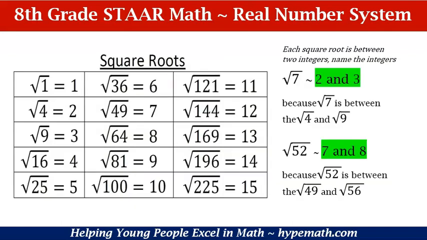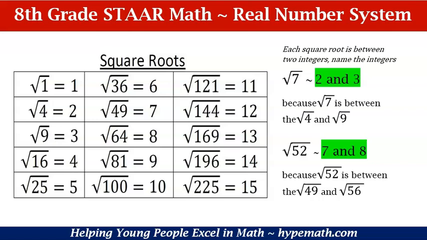Here we have our square root chart from the square root of 1 all the way to the square root of 225. Let's look at some examples of how we can estimate or see where specific square roots are in between what numbers. For instance, the square root of 7 is between 2 and 3, because the square root of 7 is in between the square root of 4, which is equal to 2, and the square root of 9, which is equal to 3.